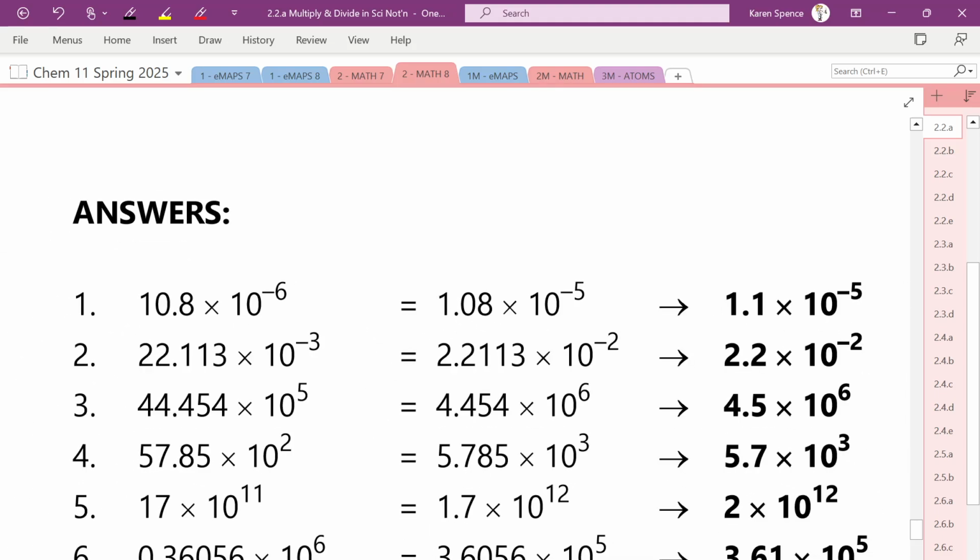So this is the answer that your calculator spits out. 10.8 times 10 to the 6. Yes?